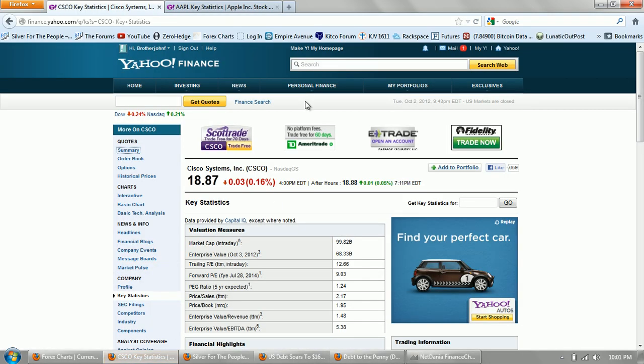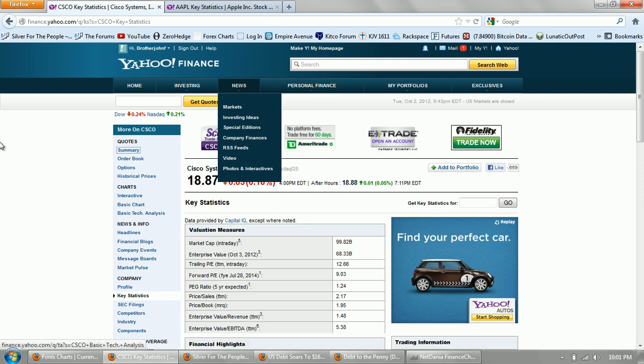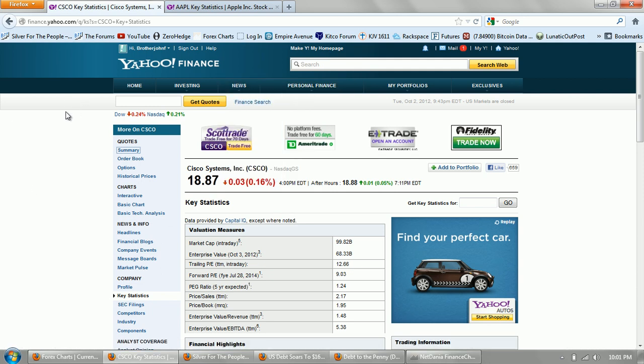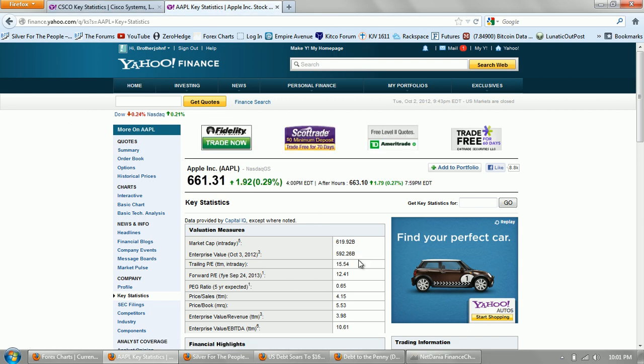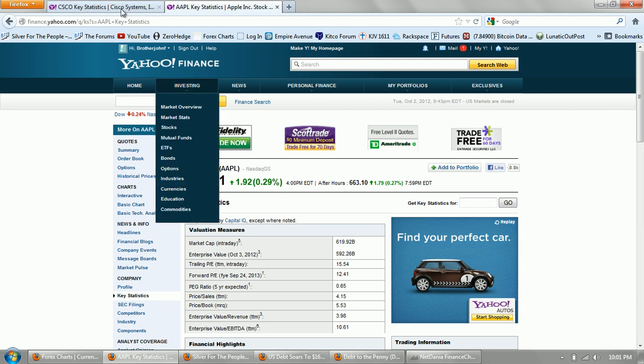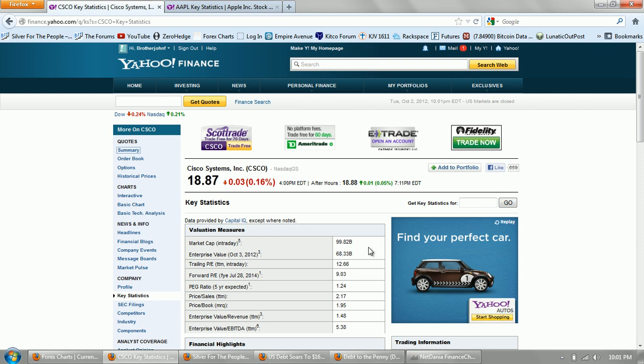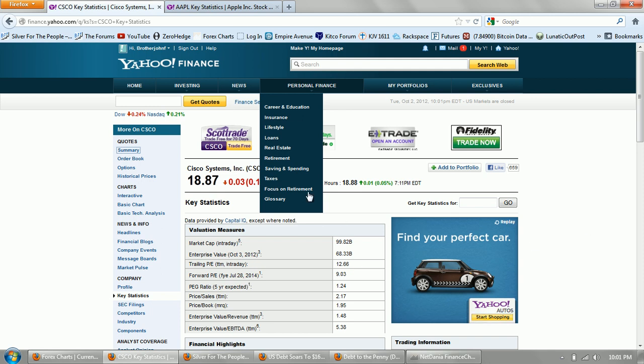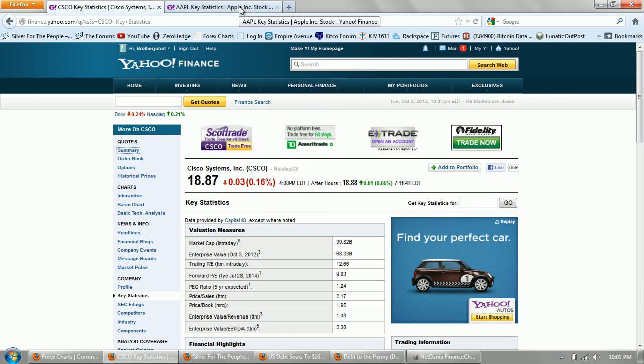So I've picked out some of the fundamentals here. This is the key statistics on Yahoo, and I pulled them both for Apple and for Cisco. So the market cap, you can see, for Apple is now $619 billion, and the market cap for Cisco is about $100 billion, so about a six-fold difference. So we want to compare some of the ratios so we can get an idea of what Apple's going to look like when it becomes just an ordinary company.